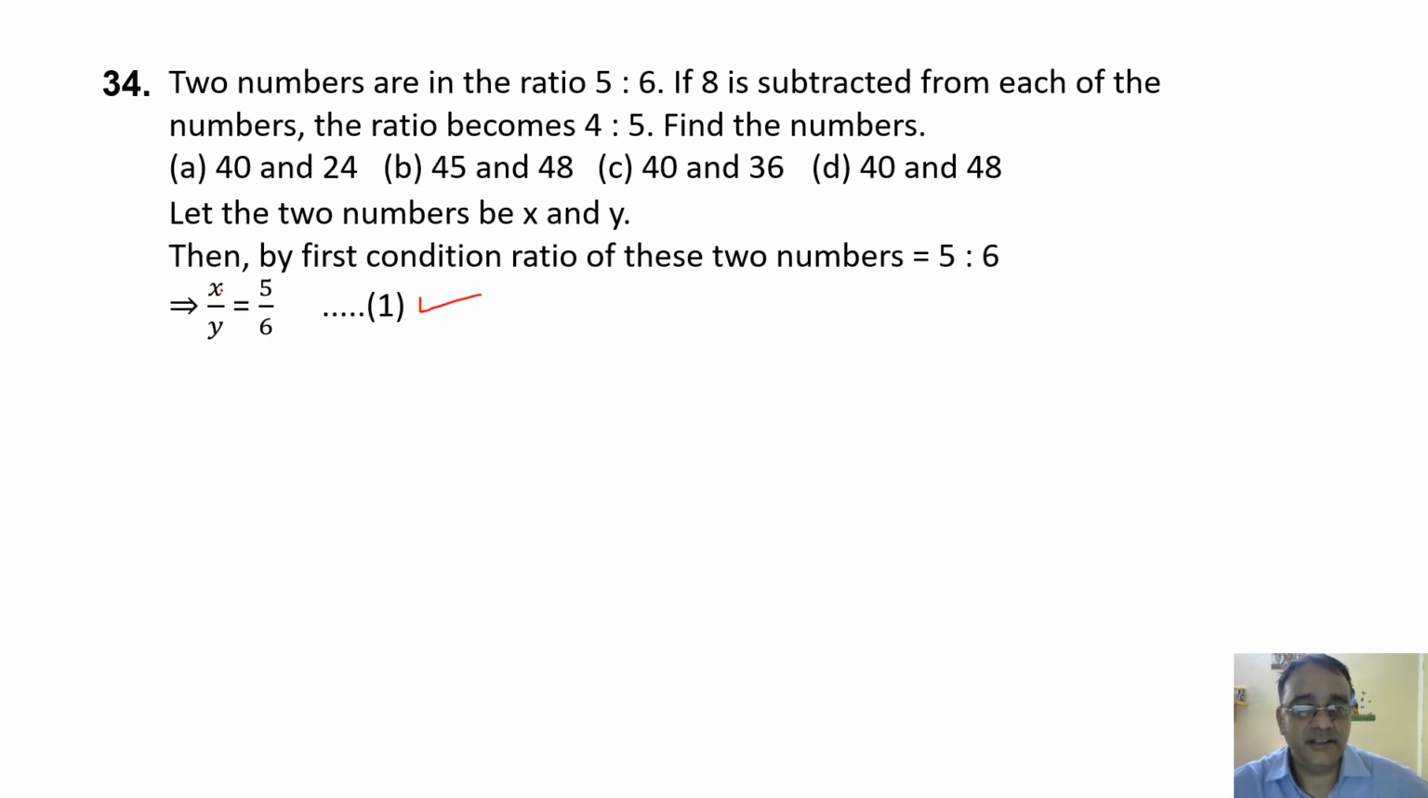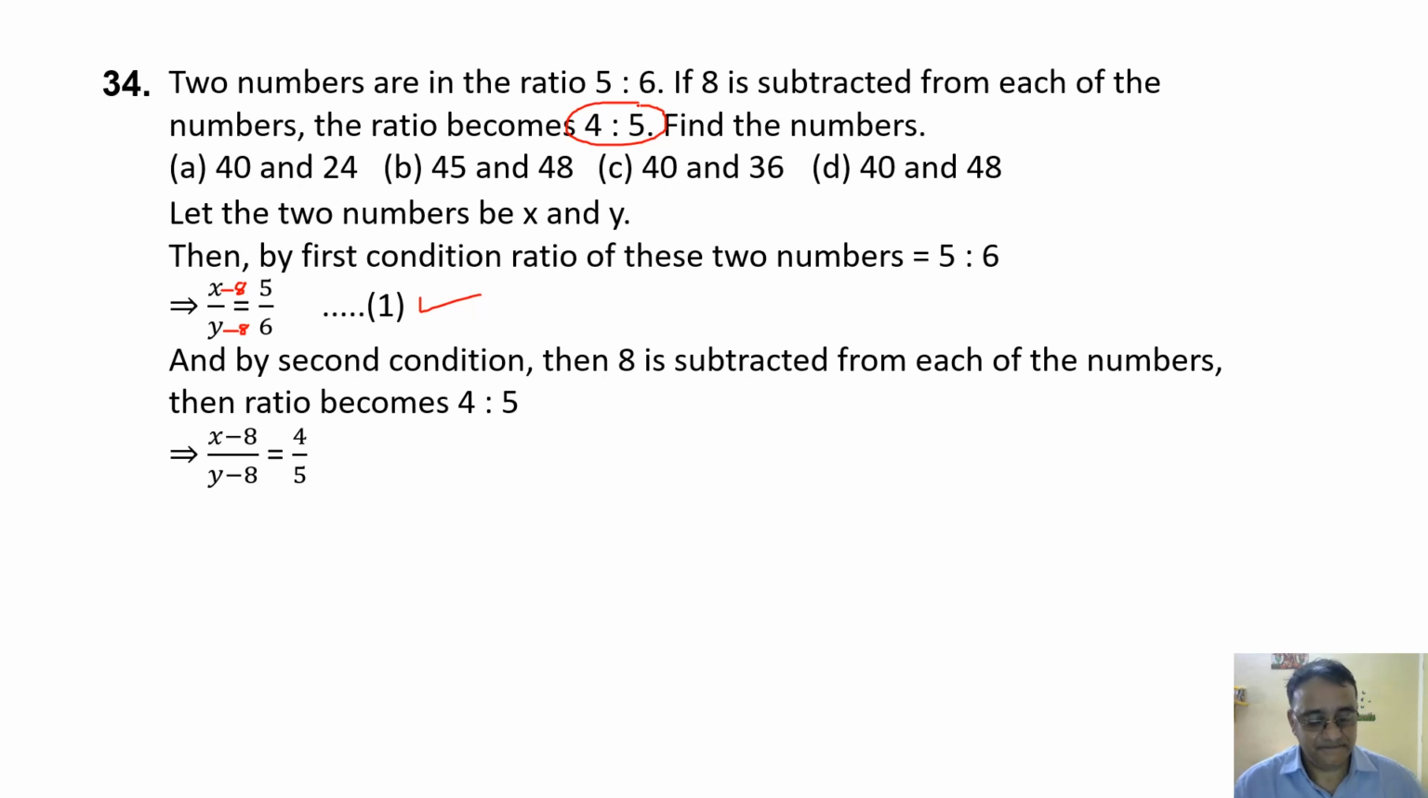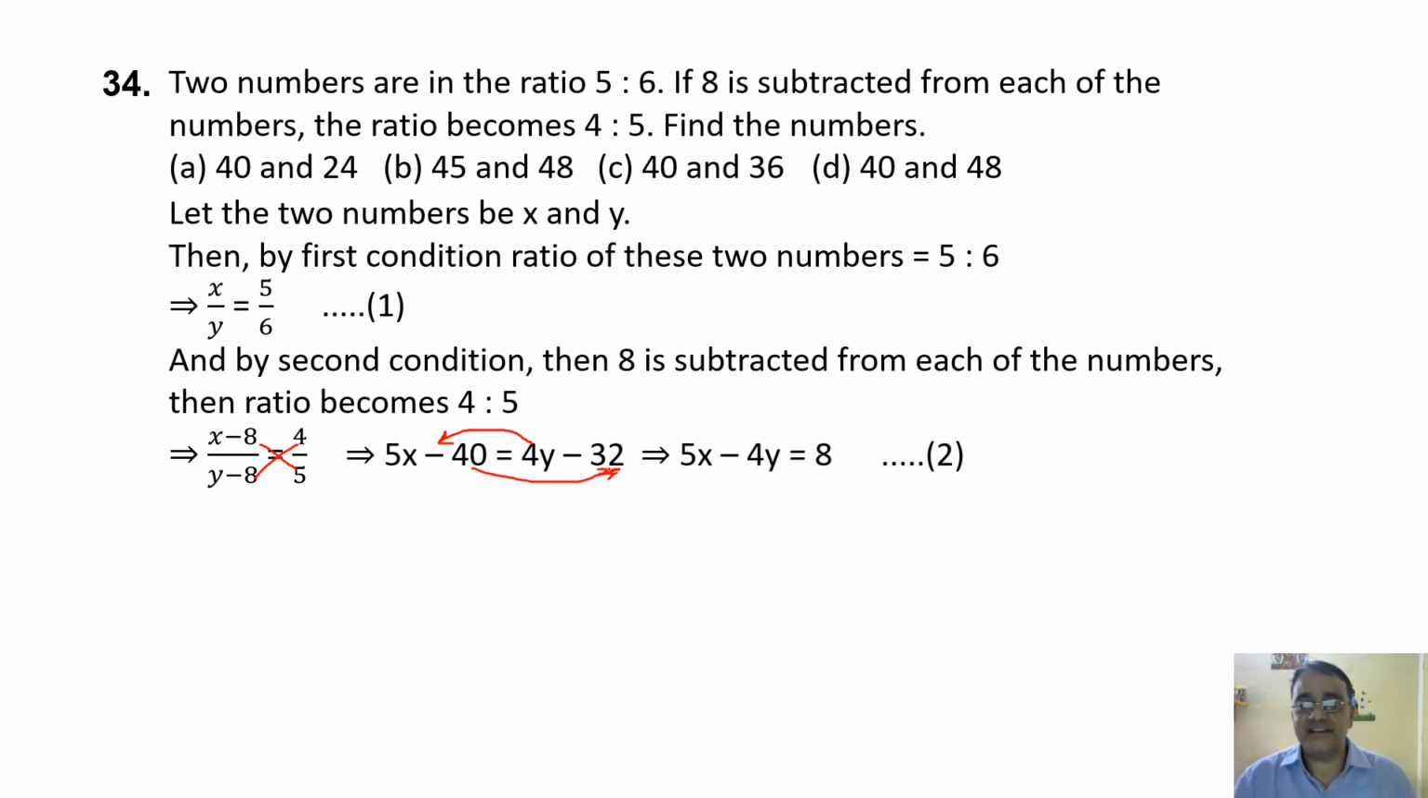Now if we subtract 8 from both, then the ratio becomes 4:5. So x minus 8 upon y minus 8 will be equal to 4 upon 5. This is clear? Yes, sir. Okay, now cross multiply. If you cross multiply, you will get 5x minus 40 is equal to 4y minus 32. Shift 4y to this side and minus 40 to this side. Minus 40 will come here as plus 40. So minus 32 plus 40 is 8. So we will get 5x minus 4y is equal to 8. Any doubt in equation number 2?